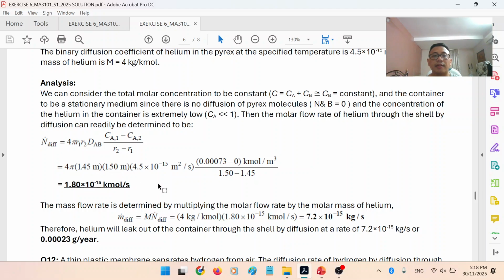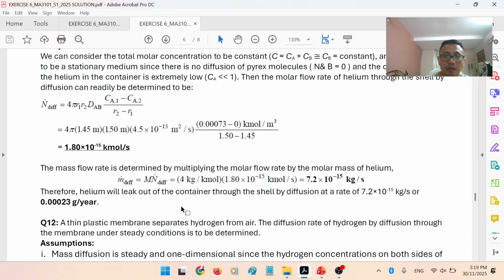And then the D_AB is given here, and the concentration change is given here. The distance is between the inner surface and the external surface. So the mass transfer rate will be 1.8 times 10 to the power negative 15 kilomole per second.